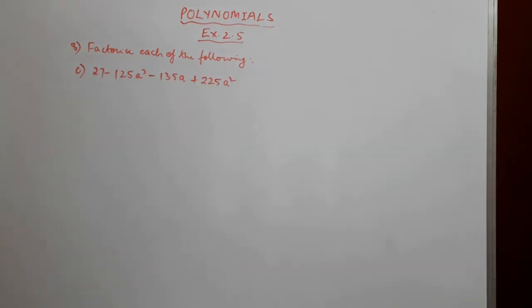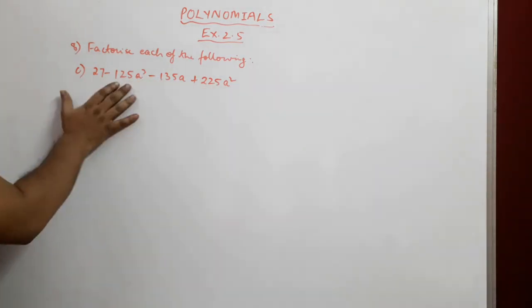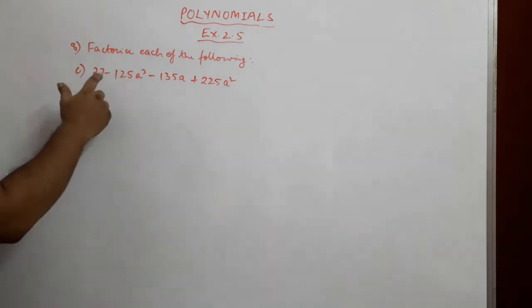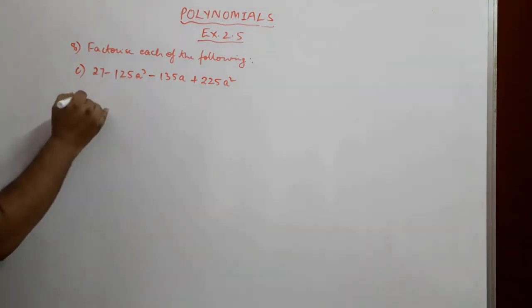Our next problem is 27 minus 125a cube minus 135a plus 225a square. Now the first thing we need to do is to rearrange this polynomial in descending power form, that is the power of the indices should decrease.